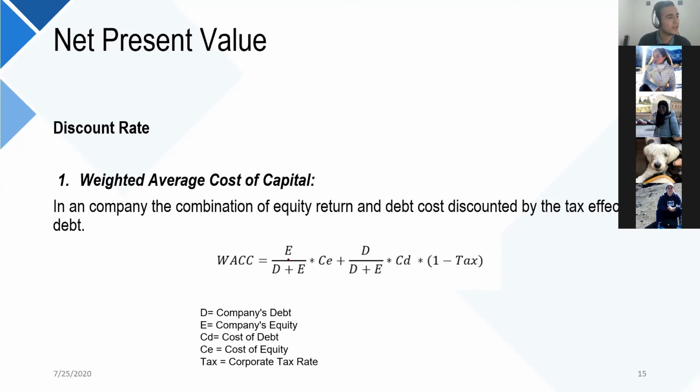This is the formula: the proportion of equity over debt plus equity times the cost of the equity, plus the proportion of debt over debt plus equity times the cost of debt times one minus the tax rate, the tax shield. The tax shield is the discount on the rate you have because those interests are deductible from taxes. Let's see an example for it to be more clear.